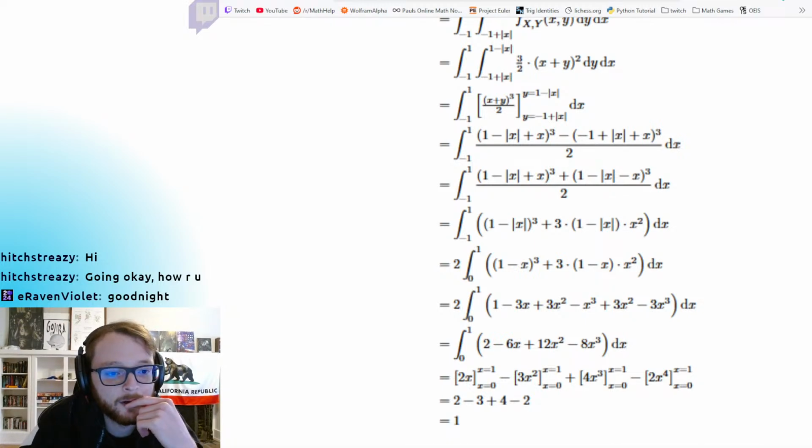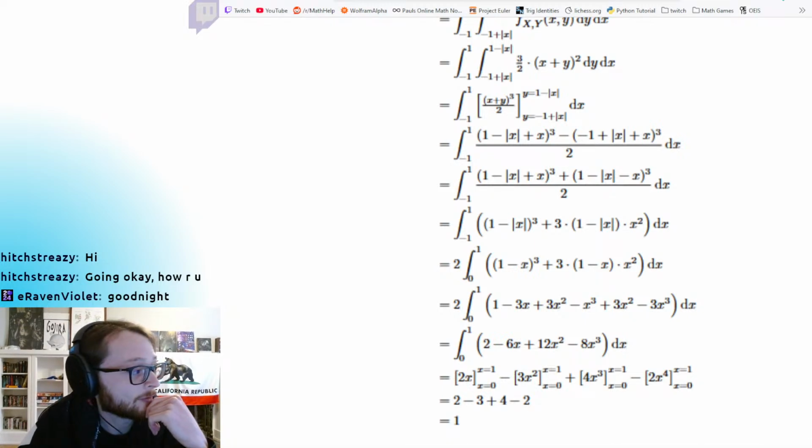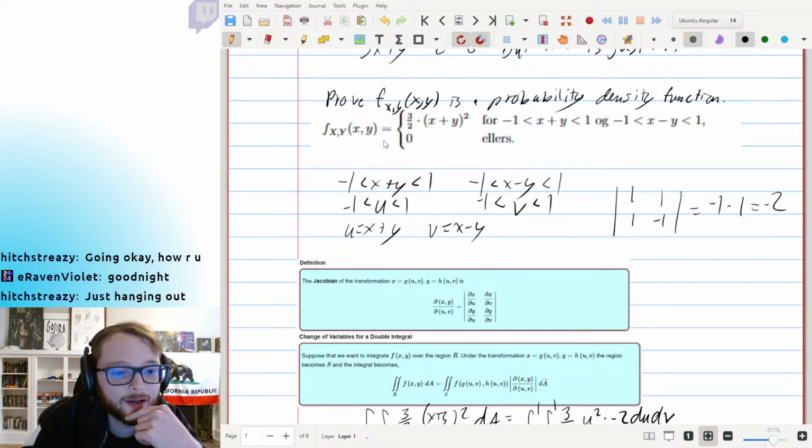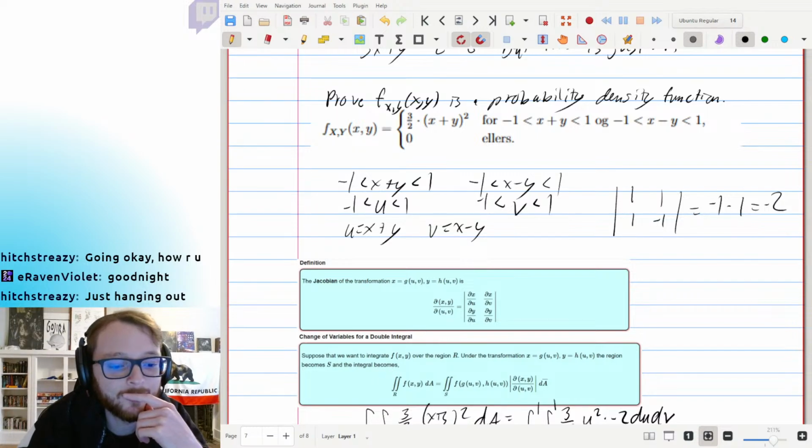Right now we're working on a stats question. Basically proving that this function right here is a probability density function. Just hanging out, sounds good. And we're looking through a solution for this problem, and it's kind of crazy.